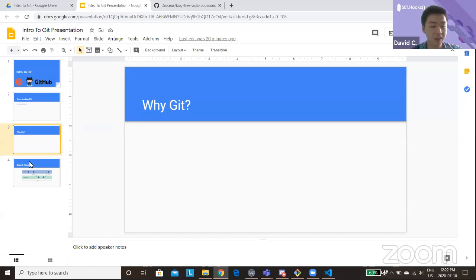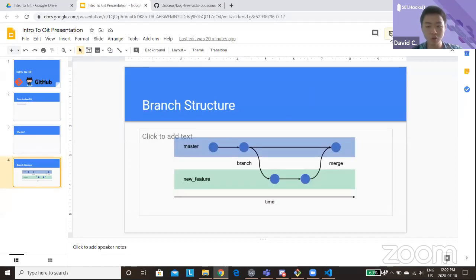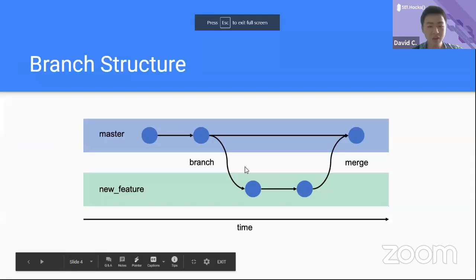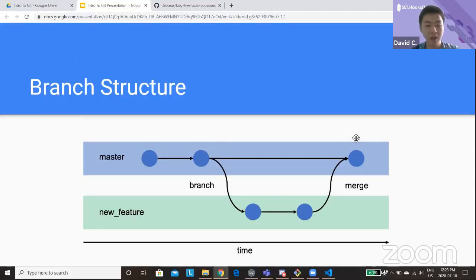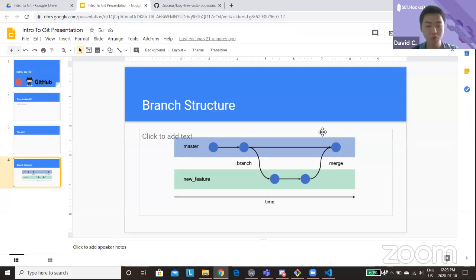So I'm going to talk about branch structure quickly here. When you create a branch, it copies the code over from the branch that you copied it off of. And once you finish that branch, all you got to do is simply merge it back to the master branch. Okay, so how do we do this? How do we create a branch and then merge it back to the original branch? And how do we create these new features?